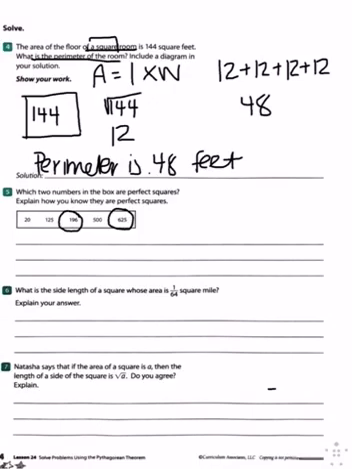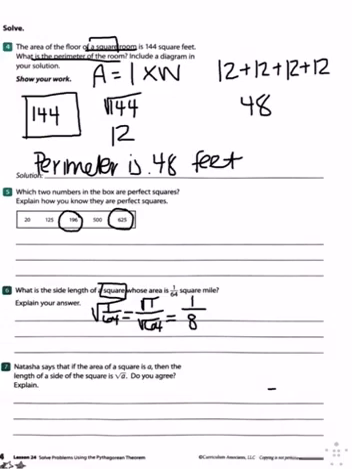Number 6, what is the side length of a square whose area is 1/64 square miles? So again, we're talking about a square, so we're going to take the square root of 1/64. So that's really the square root of 1 and the square root of 64. The square root of 1 is 1, the square root of 64 is 8. The side length is 1/8 because we take the square root. Again, make sure you took up at least half of your space.